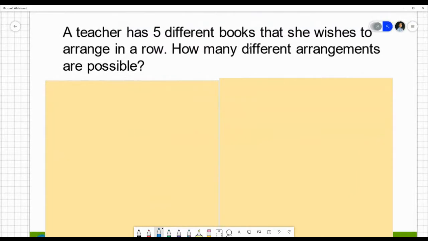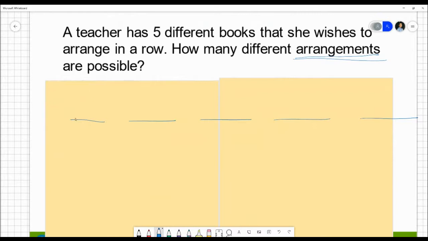Okay, a teacher has 5 different books that she wishes to arrange in a row. How many different arrangements are possible? Anytime you are looking at problems that deal with arrangement, here's how I suggest you do it. We want to look at how many things are being arranged and how many slots we have. The slots are what we draw out with just an underscore. So we have 5 different books and 5 different slots to put them in.